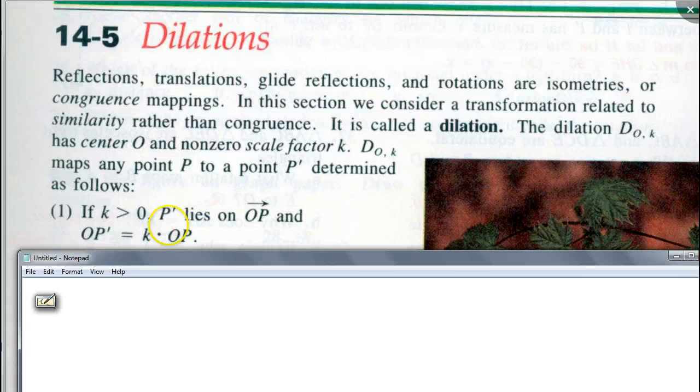I would underline this, it's the key idea. The P prime will lie on this ray OP. And where would it be on this ray? It will be K times OP. That's where you're going to find OP prime. So write this down for now, and let's do some examples afterwards, okay? Go ahead.